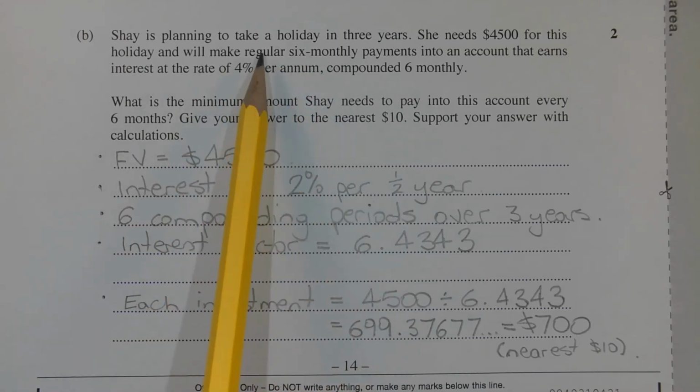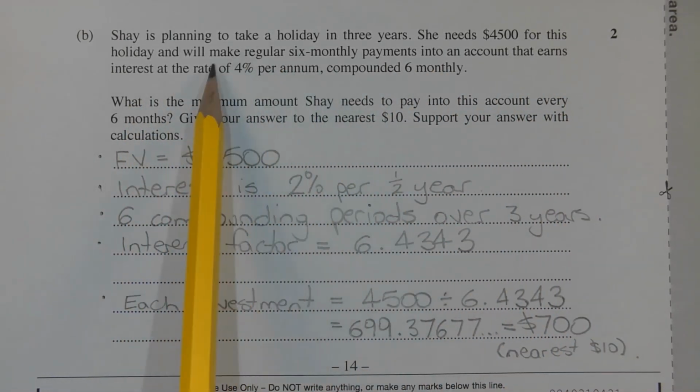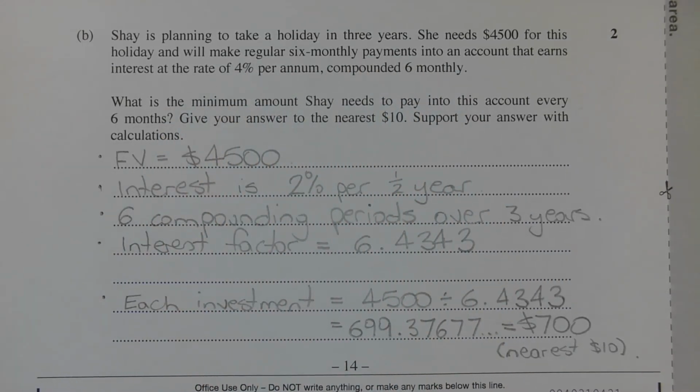So reading on, the payments are regular 6 monthly payments into an account that earns interest at a rate of 4% per annum, compounded 6 monthly. So we want the interest rate per 6 months. So we take 4% divided by 2, since 6 months represents half a year. So the interest rate is 2% per half year. Now the total number of compounding periods is 6. Since there are 2 compounding periods in 1 year, there's 2 half years in a year, and it's over 3 years. So 2 times 3 gives us 6, so we have 6 compounding periods over a 3-year period.